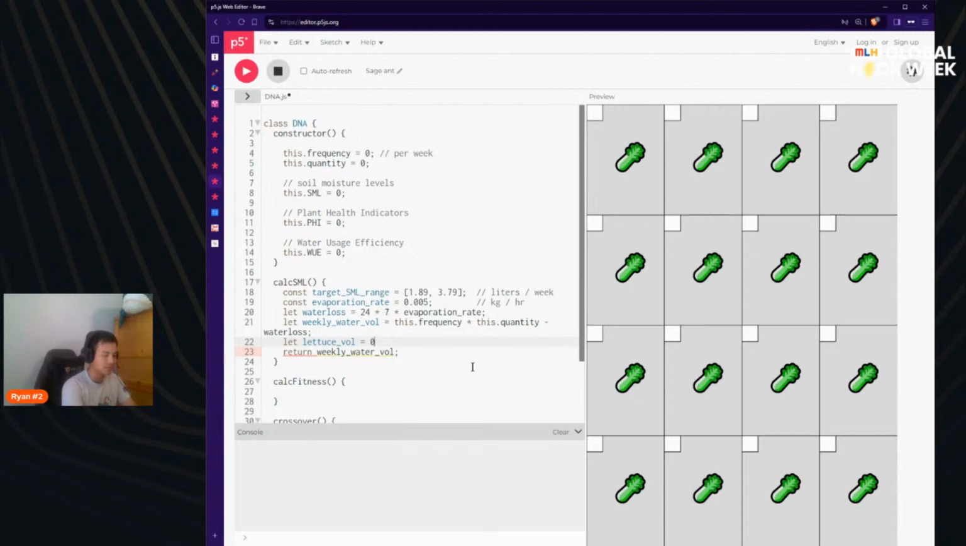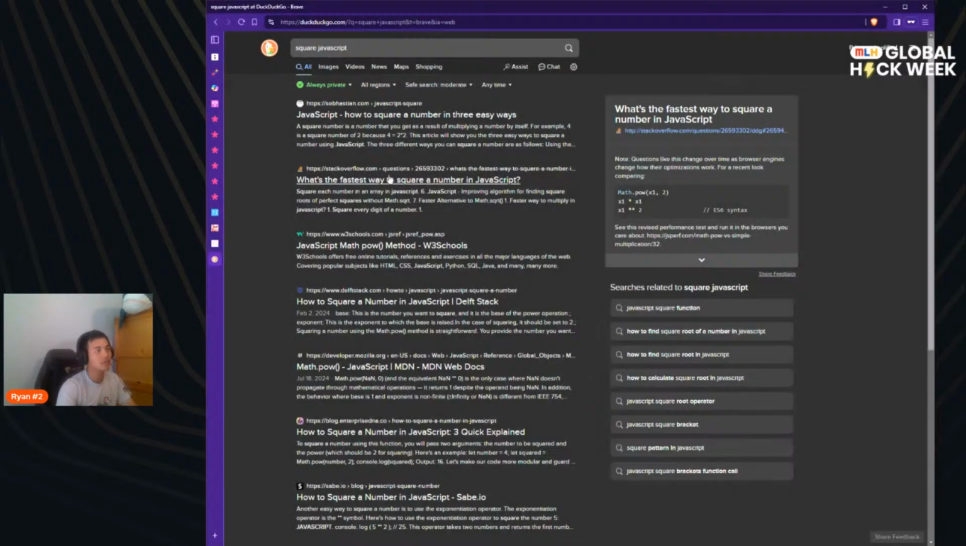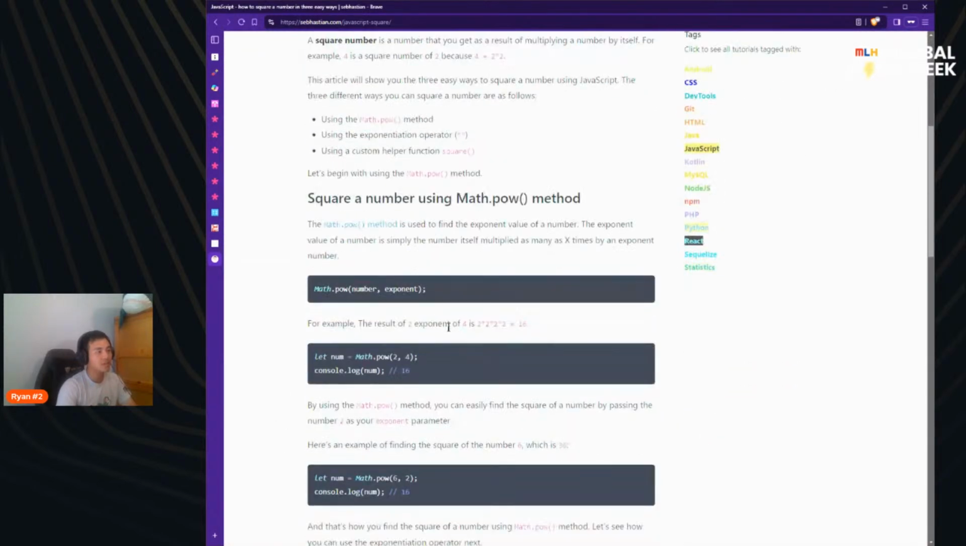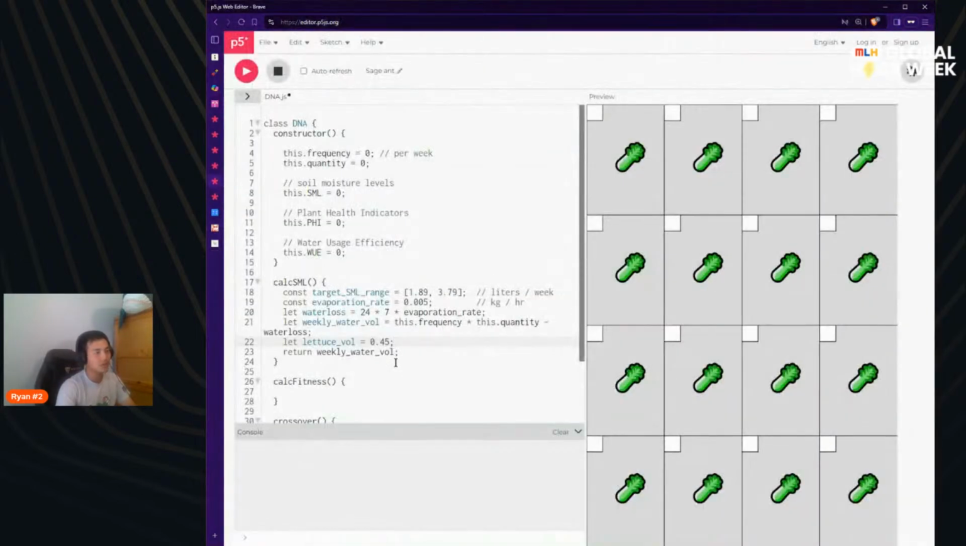So let's see. Lettuce volume equals 0.45 times, well, it's squared. How do you square in JavaScript? Math.pow. And the exponentiation operator works too. We're gonna do that. So then the amount of water that goes into the volume should just be divided by the lettuce volume, and that should produce, in theory, the ratio of water to the space. I think that's what we need.